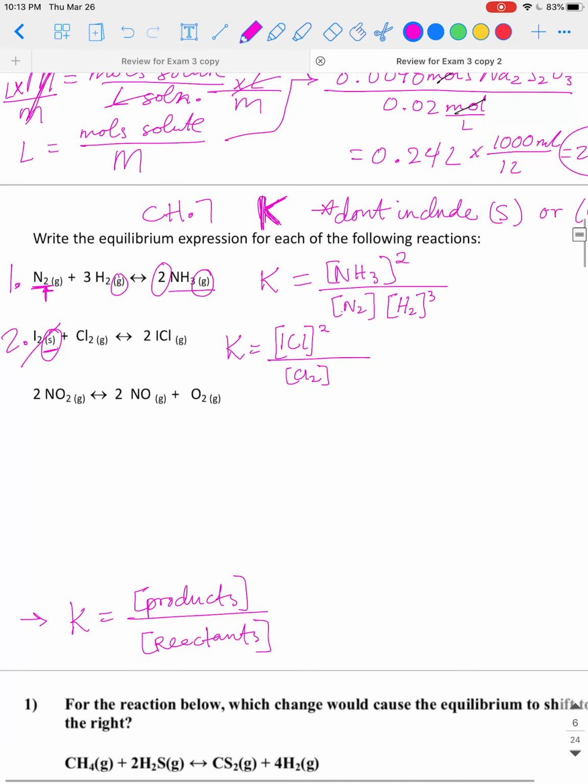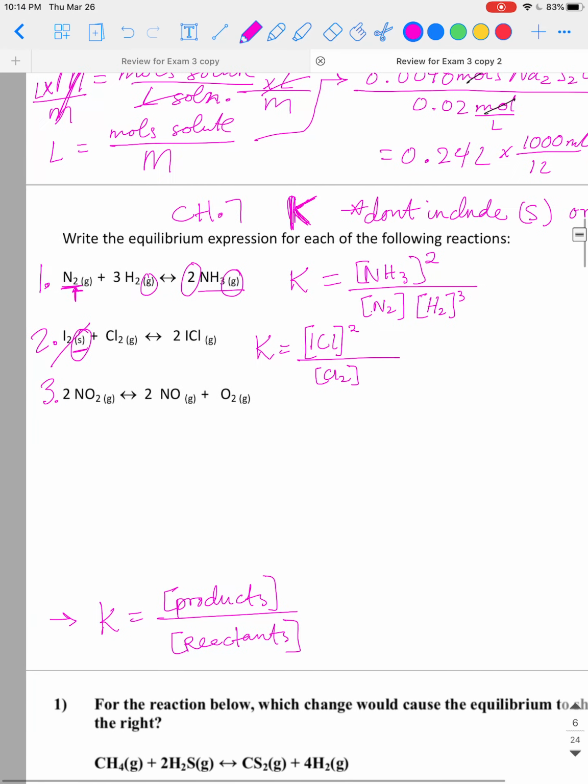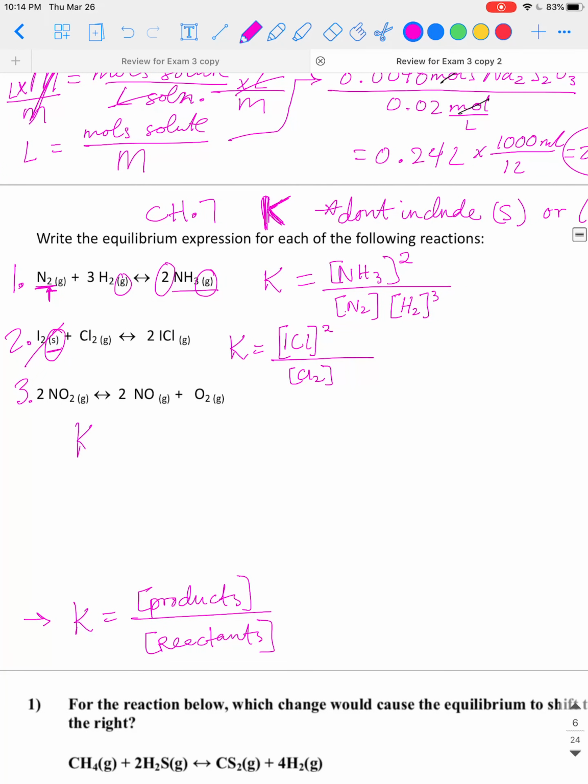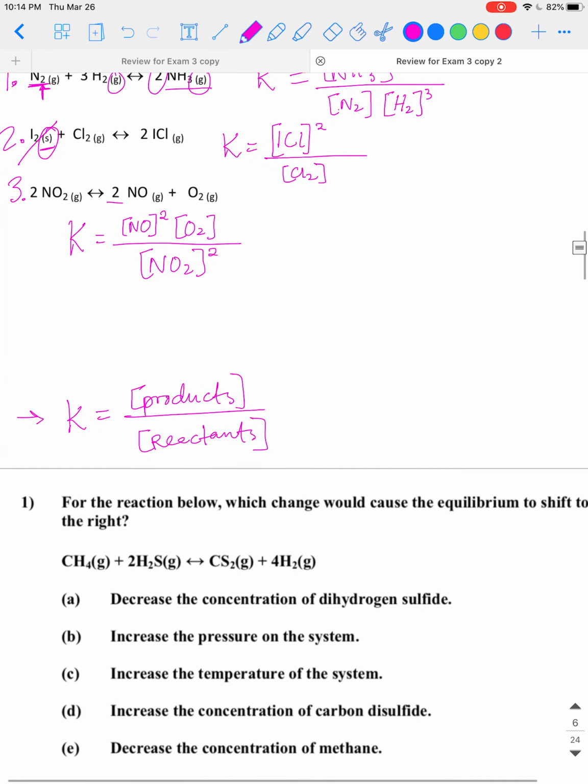The 1 is understood. Okay, number 3. Everything in this equation is gas, so we'll include everything. So we have nitrogen monoxide, coefficient of 2, so we'll square it. We also have oxygen, coefficient is 1, so we leave it alone. And the only reactant we have is nitrogen dioxide. Its coefficient is 2, so we square it as well. And that's it for this problem. That is how you write the expression for the equilibrium for each of these reactions.